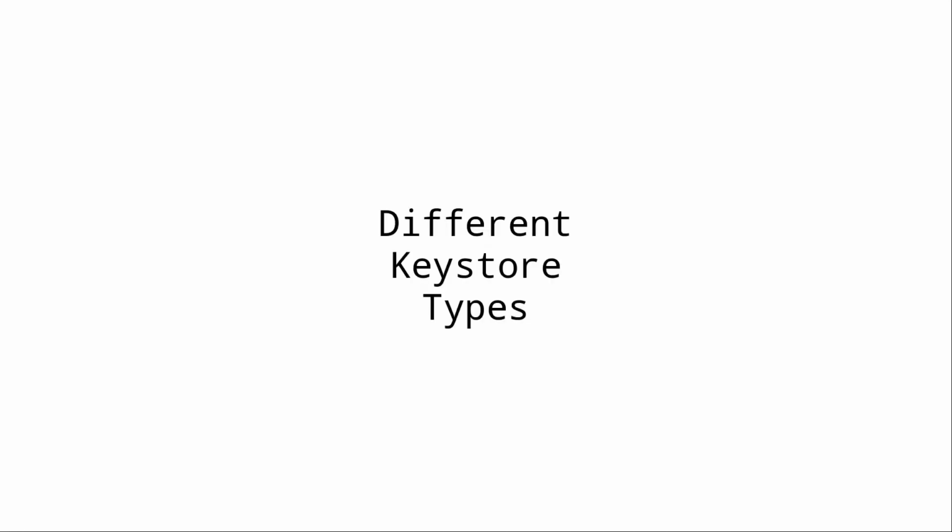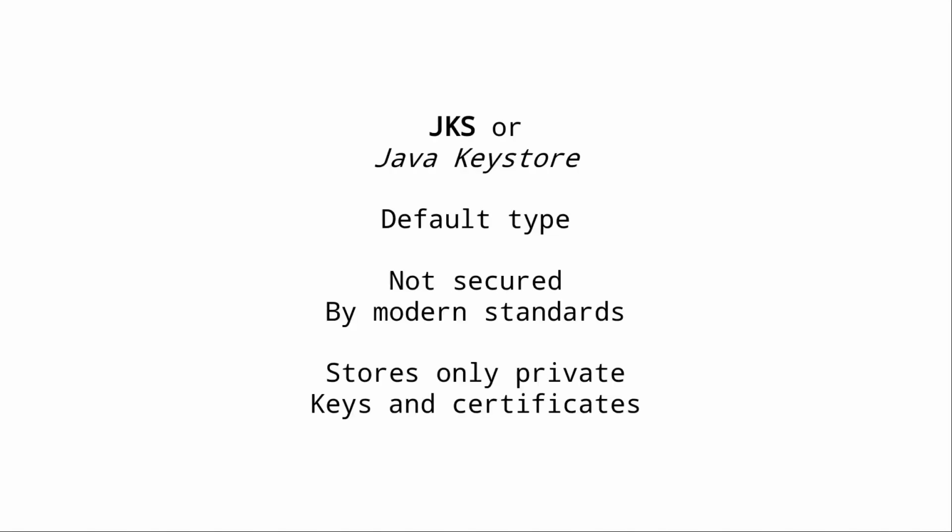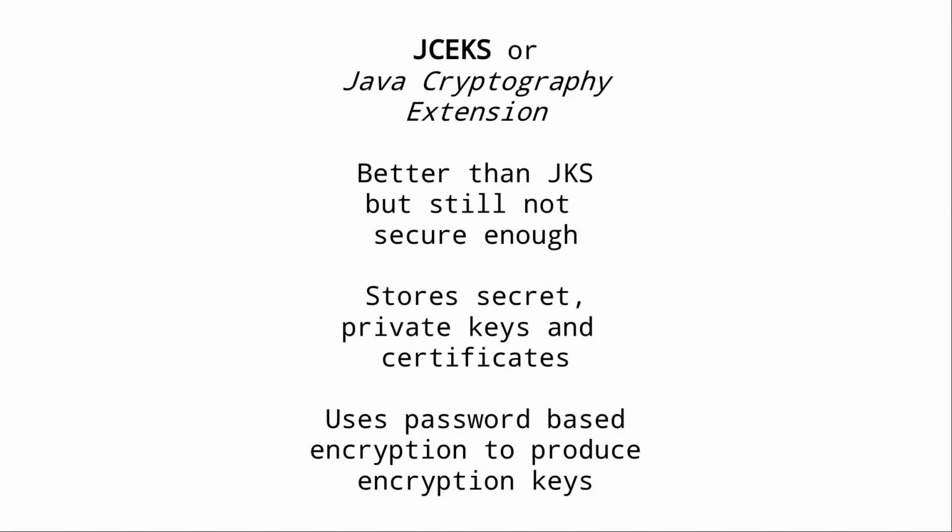And now we have different types of key store. First, we are going to talk about JKS, or Java Key Store. It's the default type, not too safe by modern standards, and stores only private keys and certificates. Then we have JCEKS, or Java Cryptography Extension. It's much better than JKS in terms of security, but still not secure enough. It stores secret private keys and certificates.